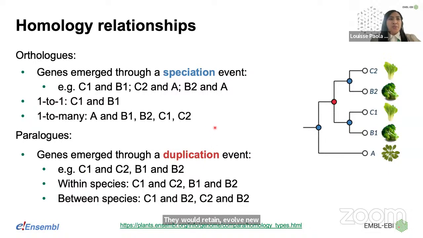So we've got two homologous relationships: orthologs and paralogs. Orthologs are genes that have emerged through a speciation event, and paralogs are genes that have emerged through a duplication event.